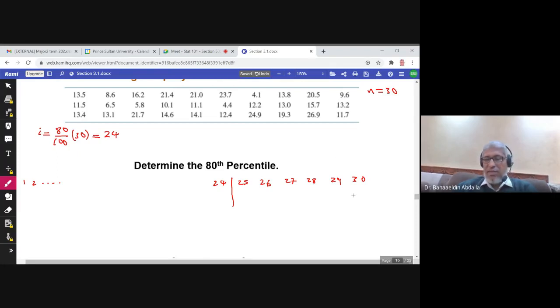So the highest is 26.9. And then I have 24.9. There is 23.7, 21.7, 21.4, 21, and there is 20.5. This is what I need. There is no need to continue sorting.